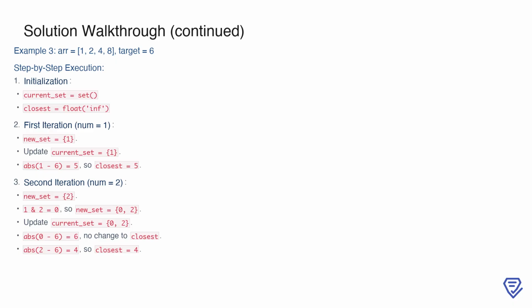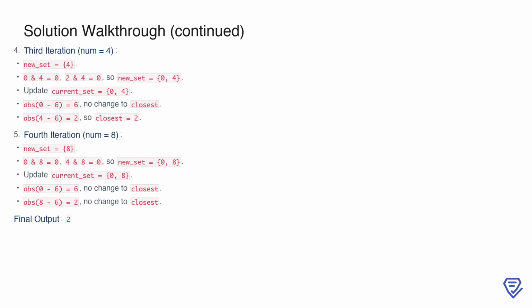In the second iteration, the number 2 is processed. A new set is created, new_set = {2}. We compute 1 & 2 = 0, so new_set becomes {0, 2}. Updating current_set gives us {0, 2}. Calculating the differences, abs(0 - 6) equals 6 doesn't change closest, but abs(2 - 6) equals 4 improves it, so we update closest to 4.